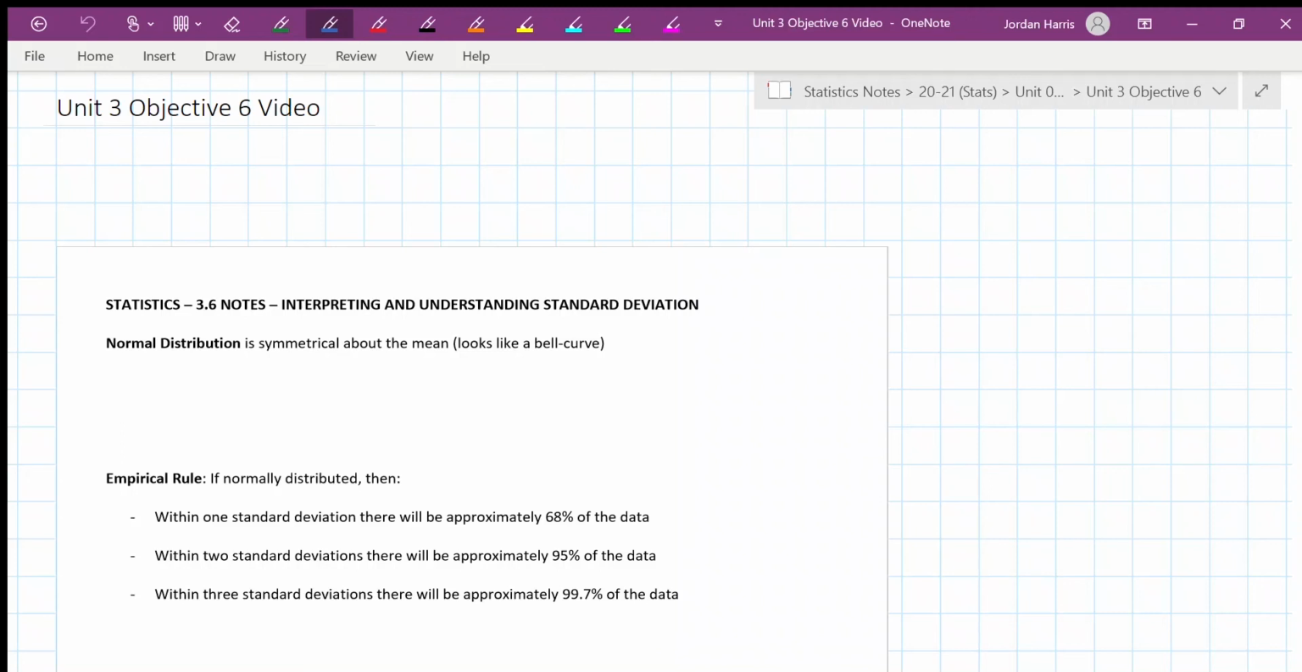This is 3.6 notes, interpreting and understanding standard deviation. So this is basically looking at normal distribution with z-scores, and we're going to look at Chebyshev's theorem at the end. That is a guy's name. It's a really fun thing to say, Chebyshev. Chebyshev's theorem, which is for non-normal distributions. So we're going to look at both: using standard deviation to describe things with a normal distribution and then non-normal.